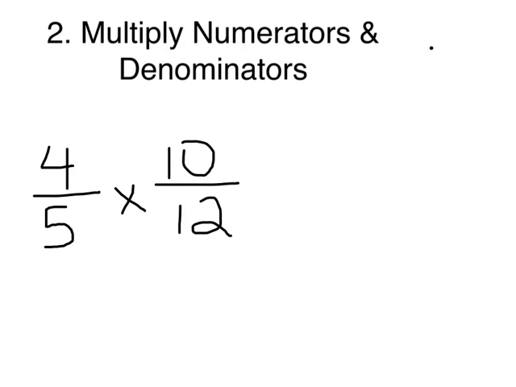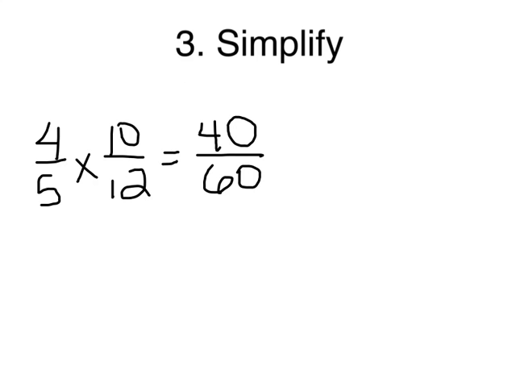If I choose not to cross-simplify, then I will go directly into multiplying the numerators and the denominators. So in this particular problem, I simply multiply straight across. 4 times 10 is going to equal 40, and 5 times 12 is going to equal 60. Step 3 is to simplify.